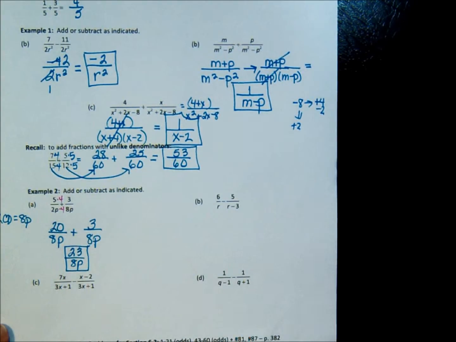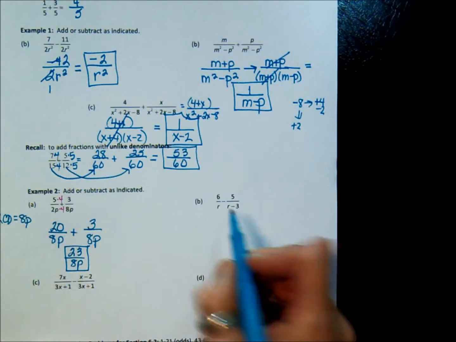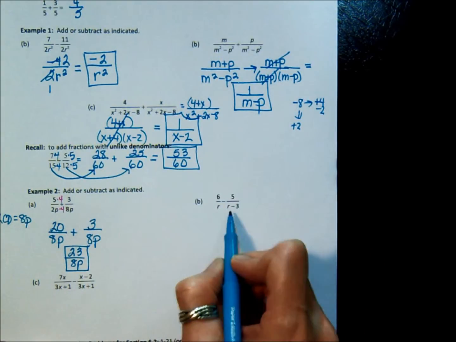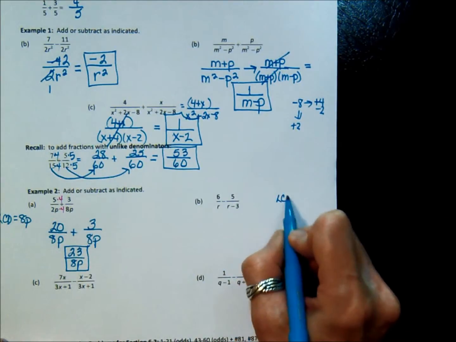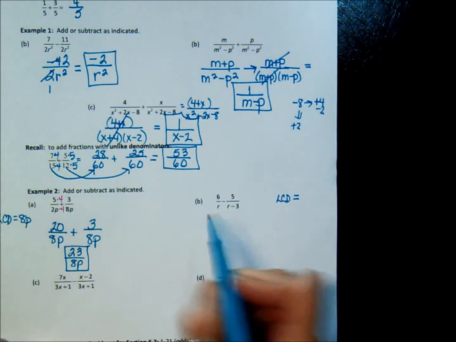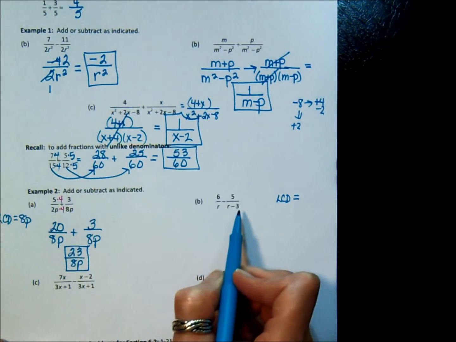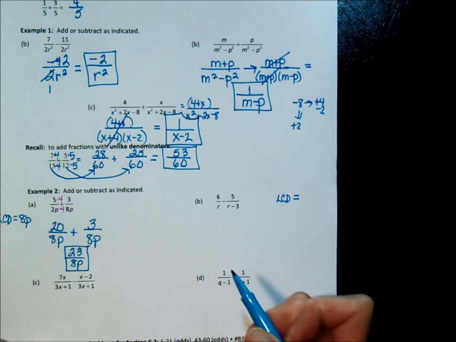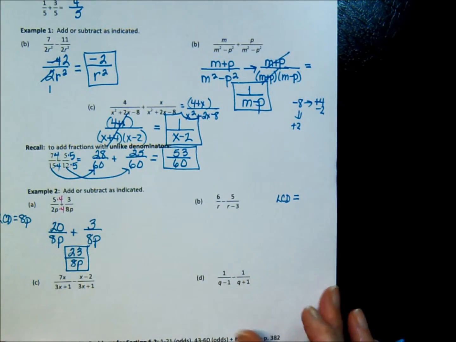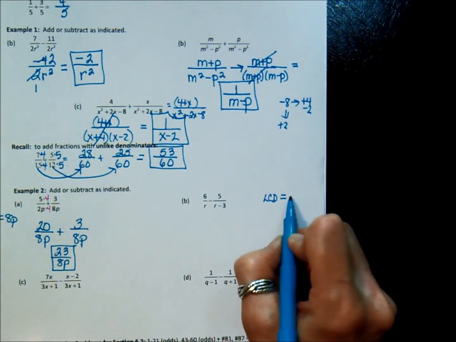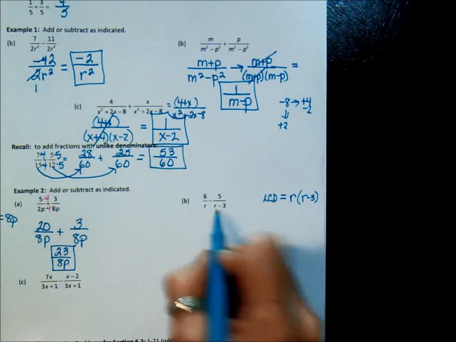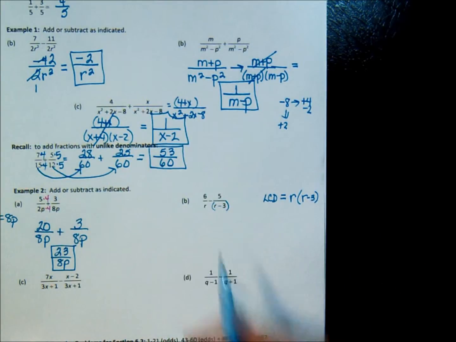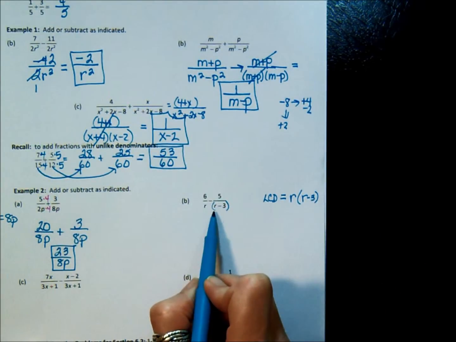All right, let's try one that's a little bit harder. Here I have an r, here I have an r minus 3. What you want to remember is that an LCD has to represent each piece of every denominator being added or subtracted. So in that LCD, I have to have an r and an r minus 3. Remember, this is its own unit, so having this r doesn't take care of this other one. I have to have both.